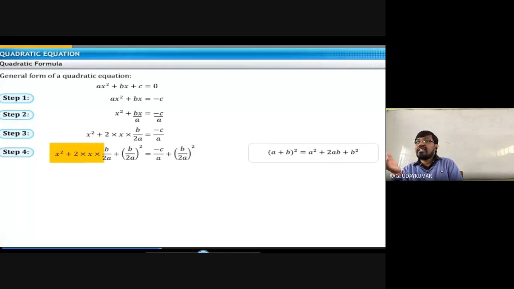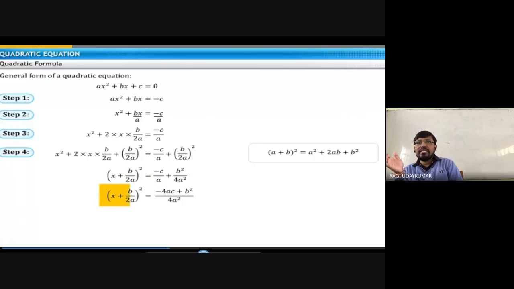Now what does the left hand side become? a square plus 2ab plus b square, with x in the place of a and b by 2a in the place of b. So these are the things you have to remember. So this is the derivation of the formula to find the roots of the quadratic equation. x plus b by 2a whole square is equal to minus c by a plus b square by 4a square. Simplifying the right hand side, we are going to have minus 4ac plus b square, so b square minus 4ac by 4a square.